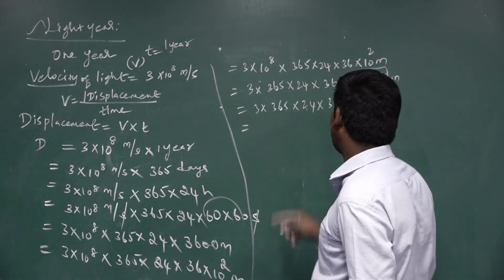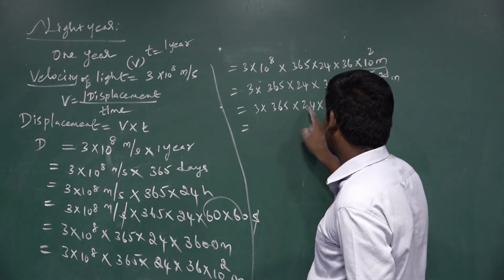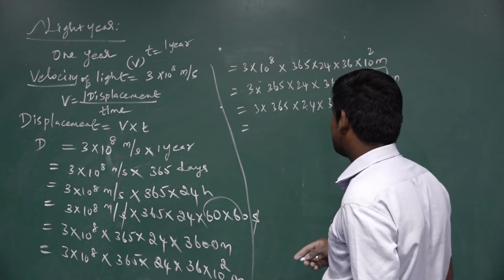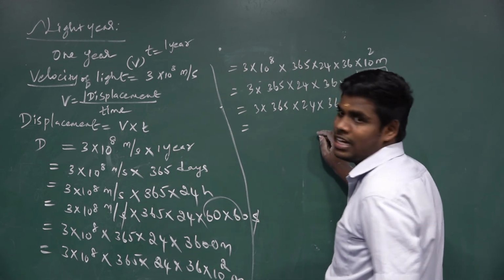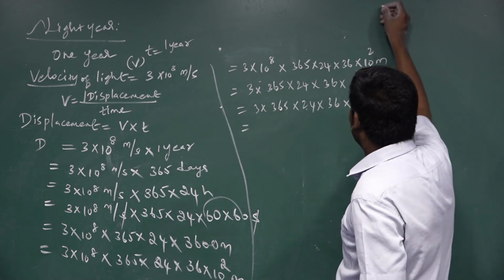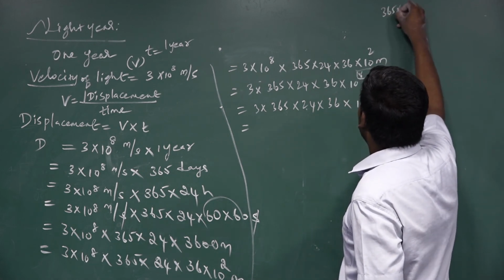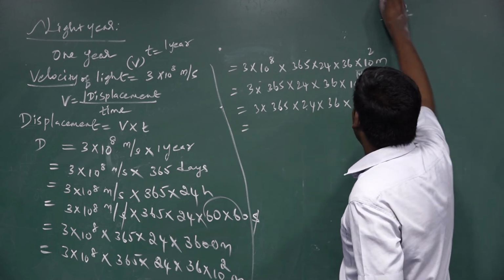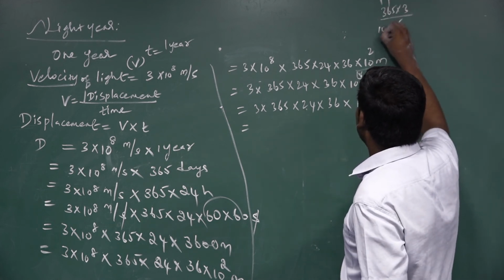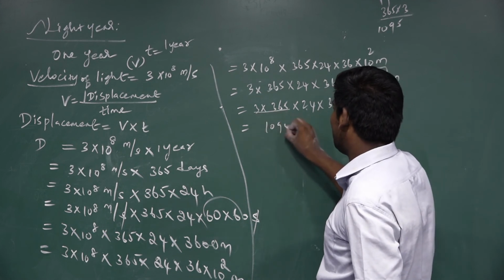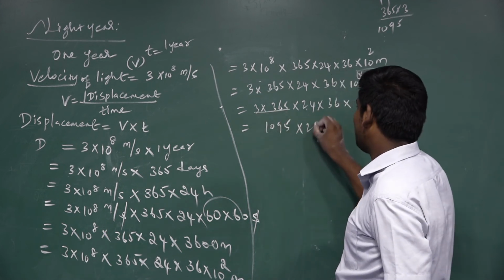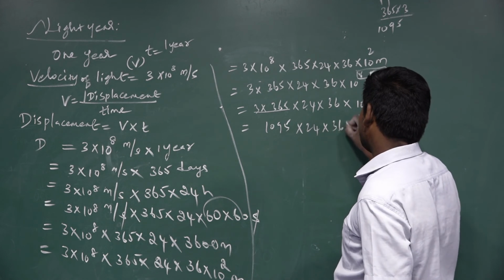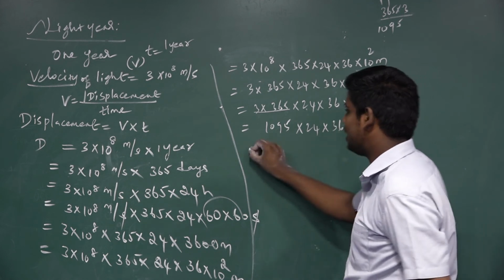After that we multiply 3 into 365 into 24 into 36. First, 365 into 3. 5 3s are 15, remaining 1. 6 3s are 18, 19, remaining 1. 3 3s are 9, 10. So we get 1095. After that multiply by 24 into 36 into 10 to the power 10 meter.